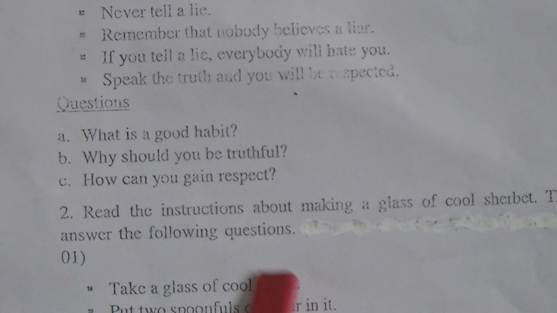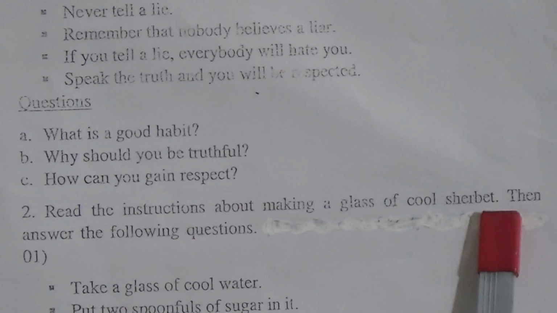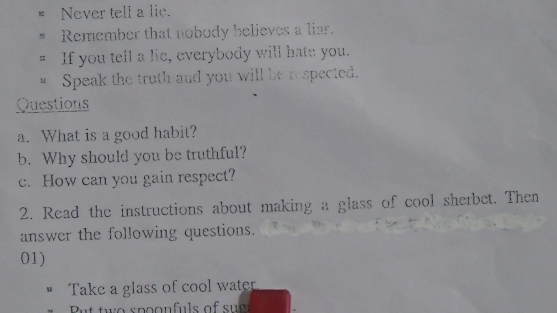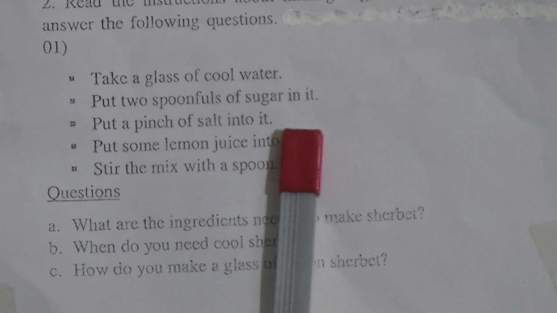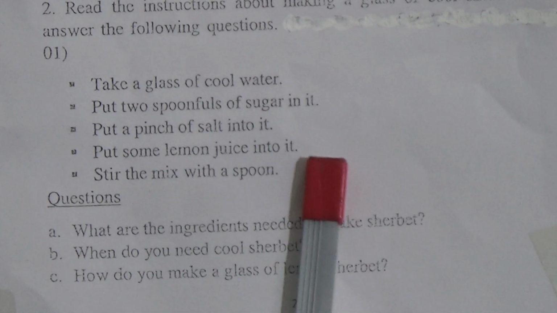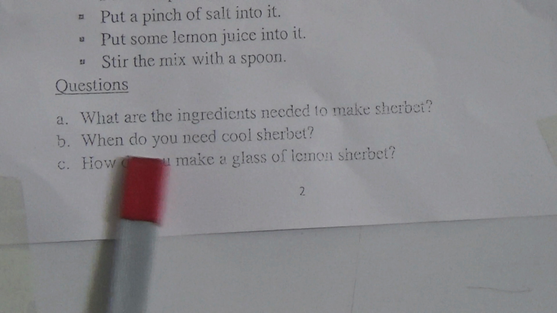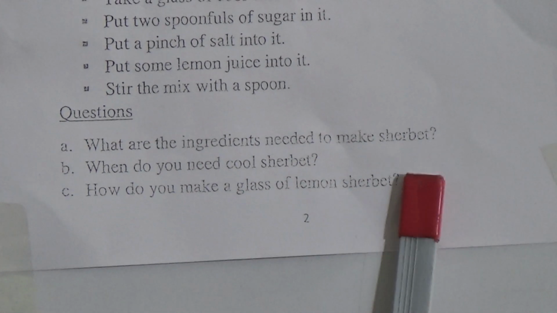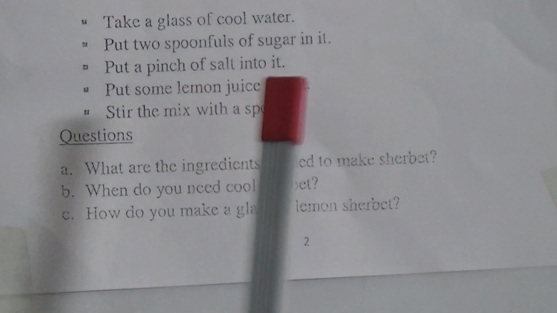Again, the same way, the second one, the topic is making a glass of cool sherbet. The questions and the C number answer are given here. Take a glass of cool water, put 2 spoonfuls of sugar in it, put a pinch of salt into it, put some lemon juice into it, stir the mix with a spoon. Questions are: What are the ingredients needed to make sharbat? When do you need cool sharbat? And how do you make a glass of lemon sharbat? And this question's answer is given in your question paper. These are the answers of question number C.